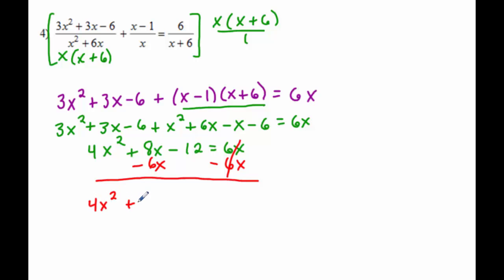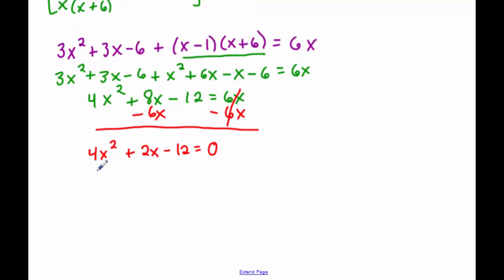8x minus 6x is 2x. Now, it's going to be helpful to us if we can take something out of all three of these. What number can we divide? All right, so we're going to take out a 2, which leaves us with 2x squared plus x minus 6.